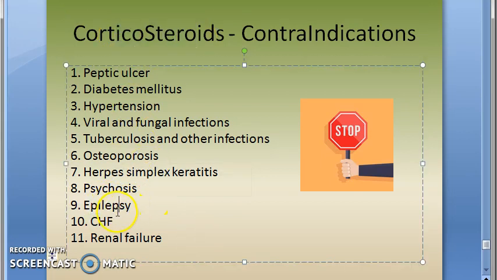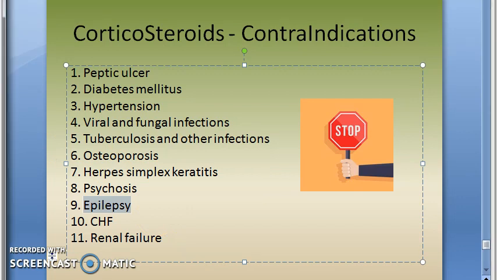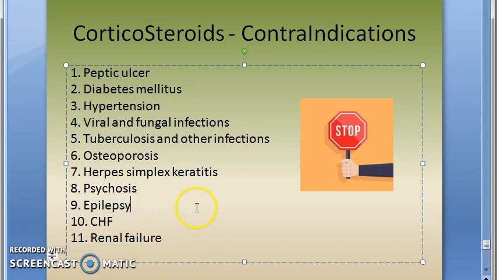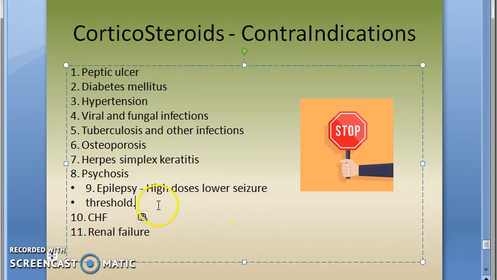Epilepsy. Now, what happens in epilepsy? Glucocorticoids maintain the level of sensory perception and the normal level of excitability of neurons. A higher dose lowers the seizure threshold. So, use in epileptics requires caution. High dose lowers seizure threshold. Okay, is that clear?